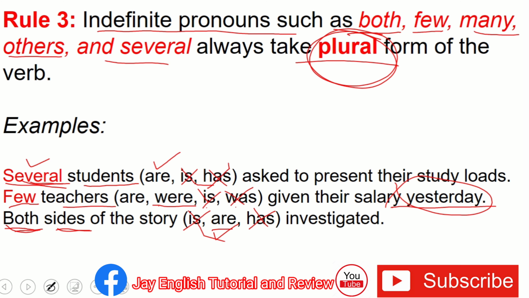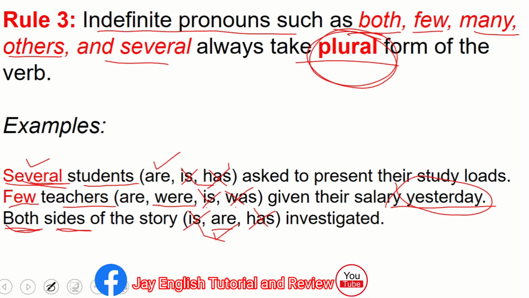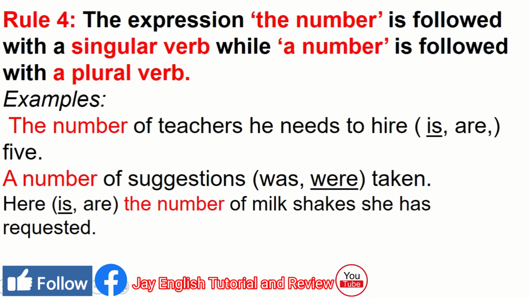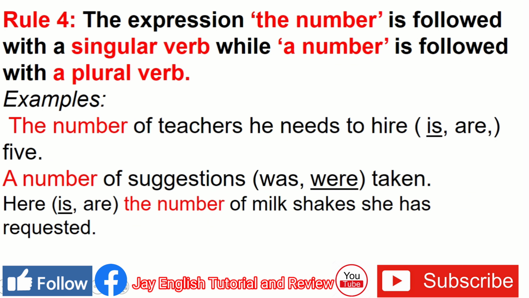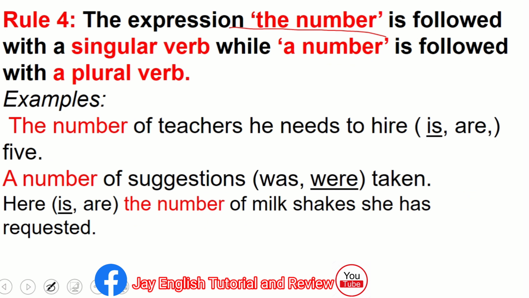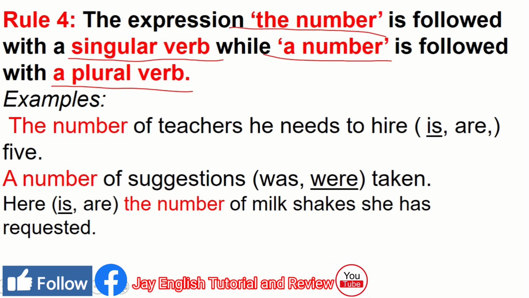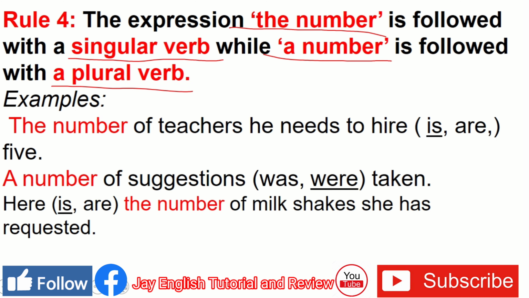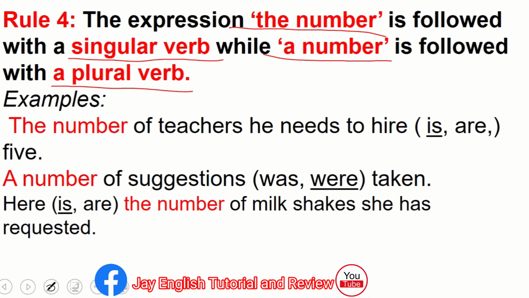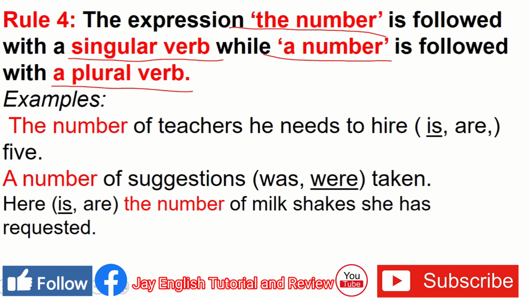Okay? That is rule number 3. Let's now proceed to rule number 4. The expression "the number" is followed with a singular verb, while "a number" is followed with a plural verb. This is one of the rules of subject-verb agreement that many English learners, or those who are using the language, are really confused about. Okay? The expression "the number" and "a number".